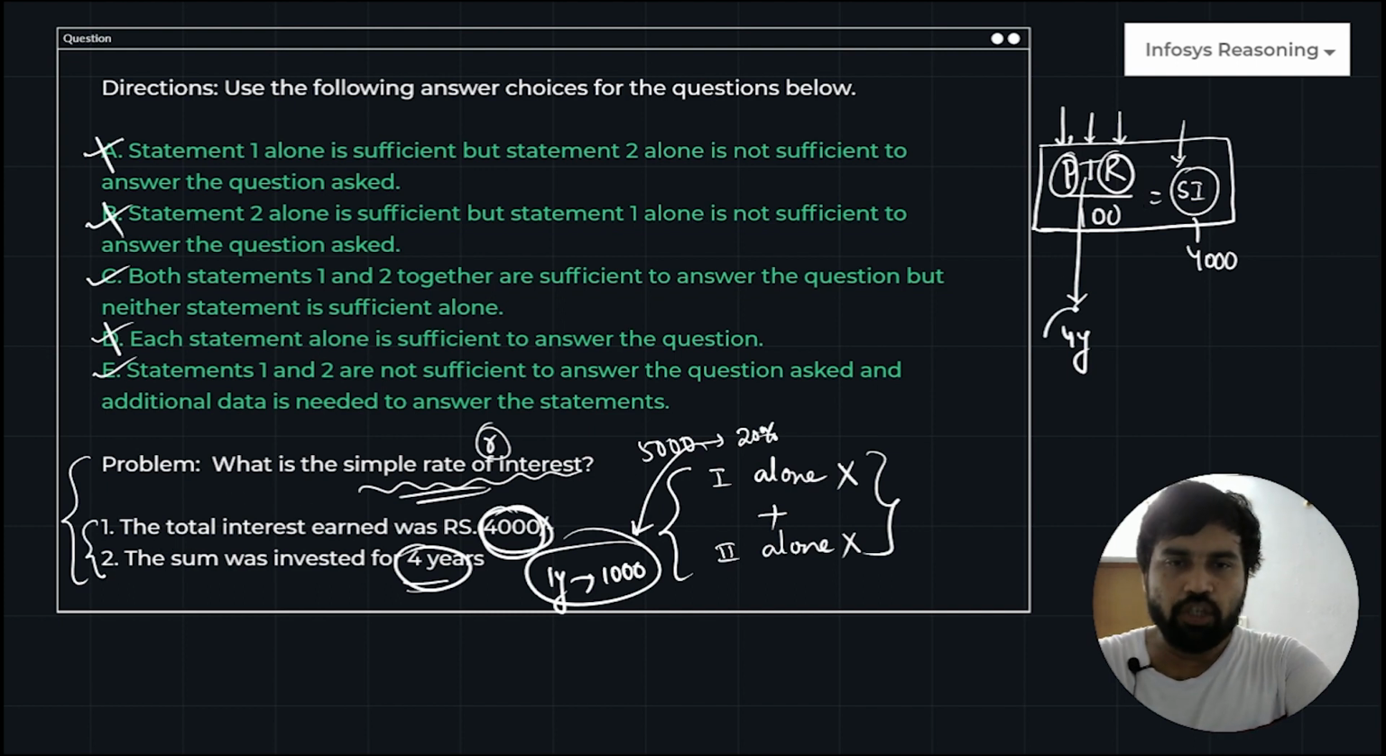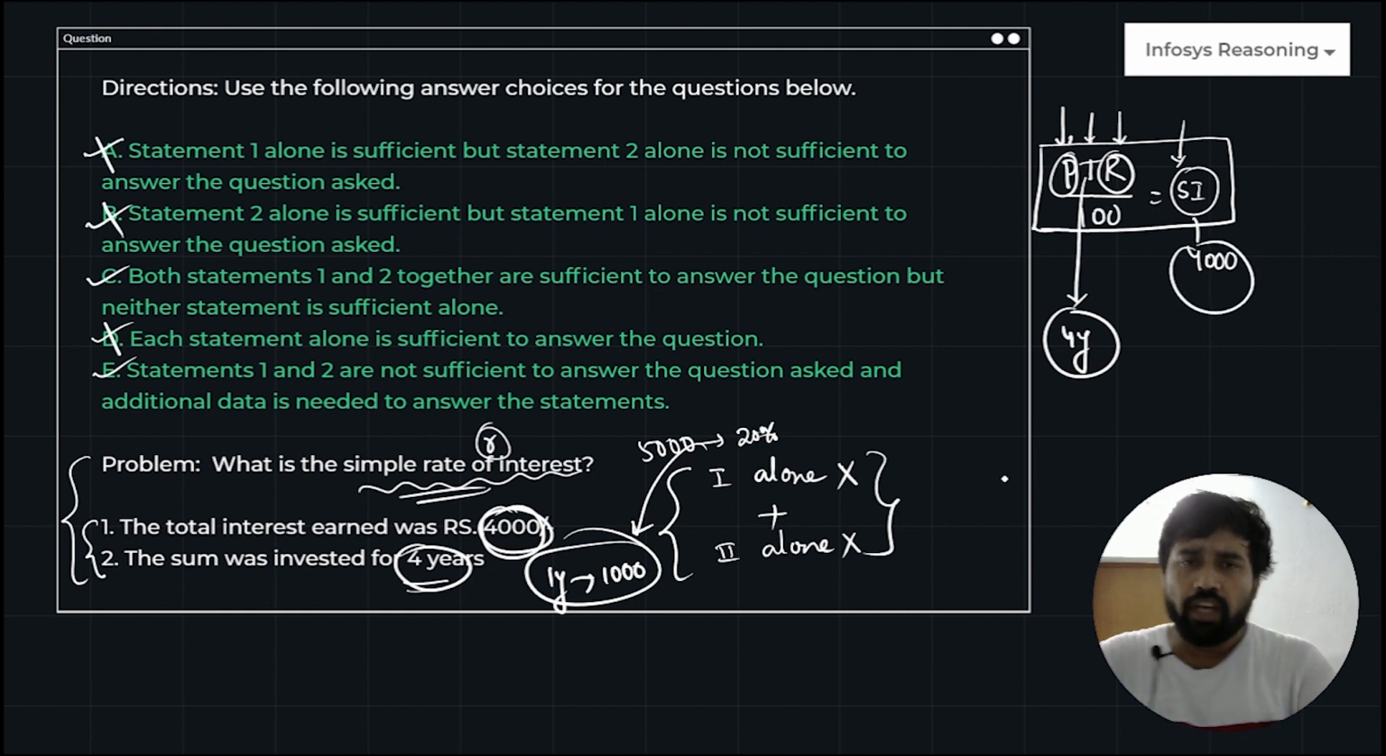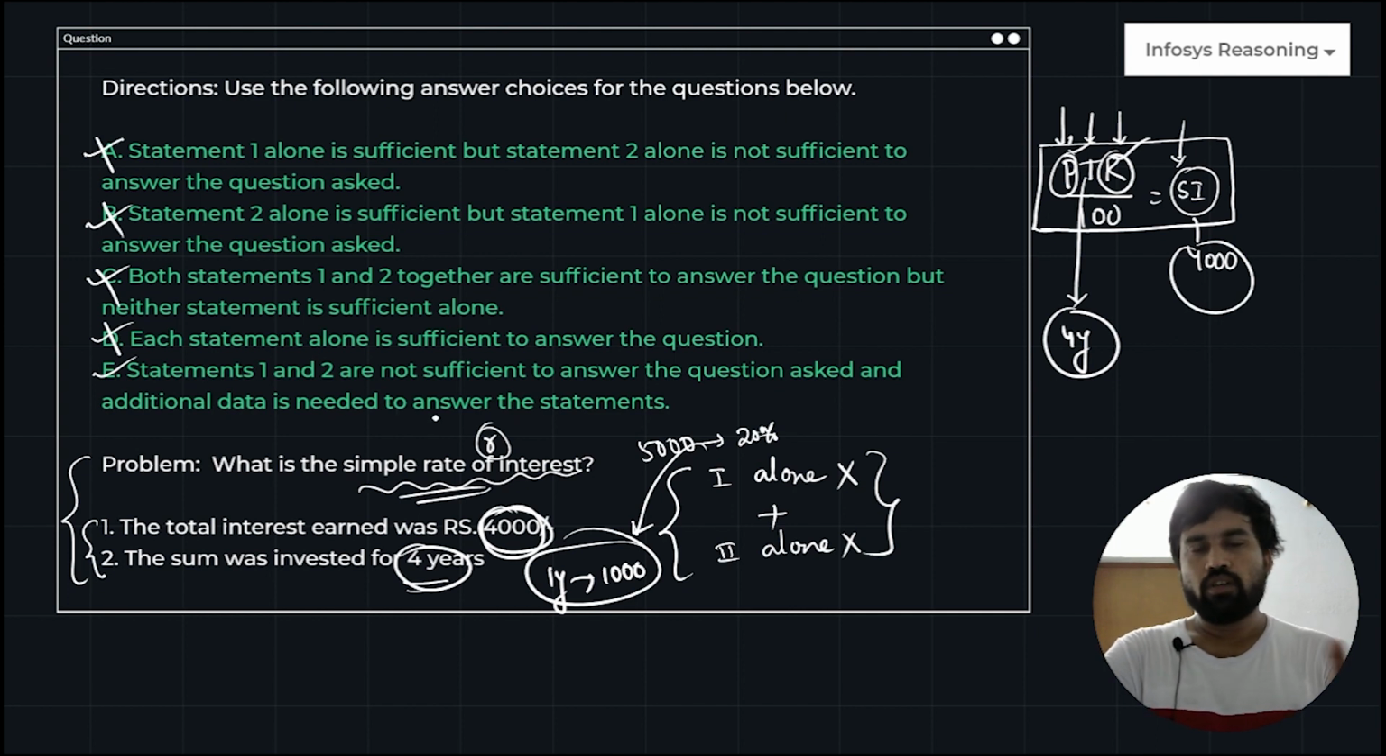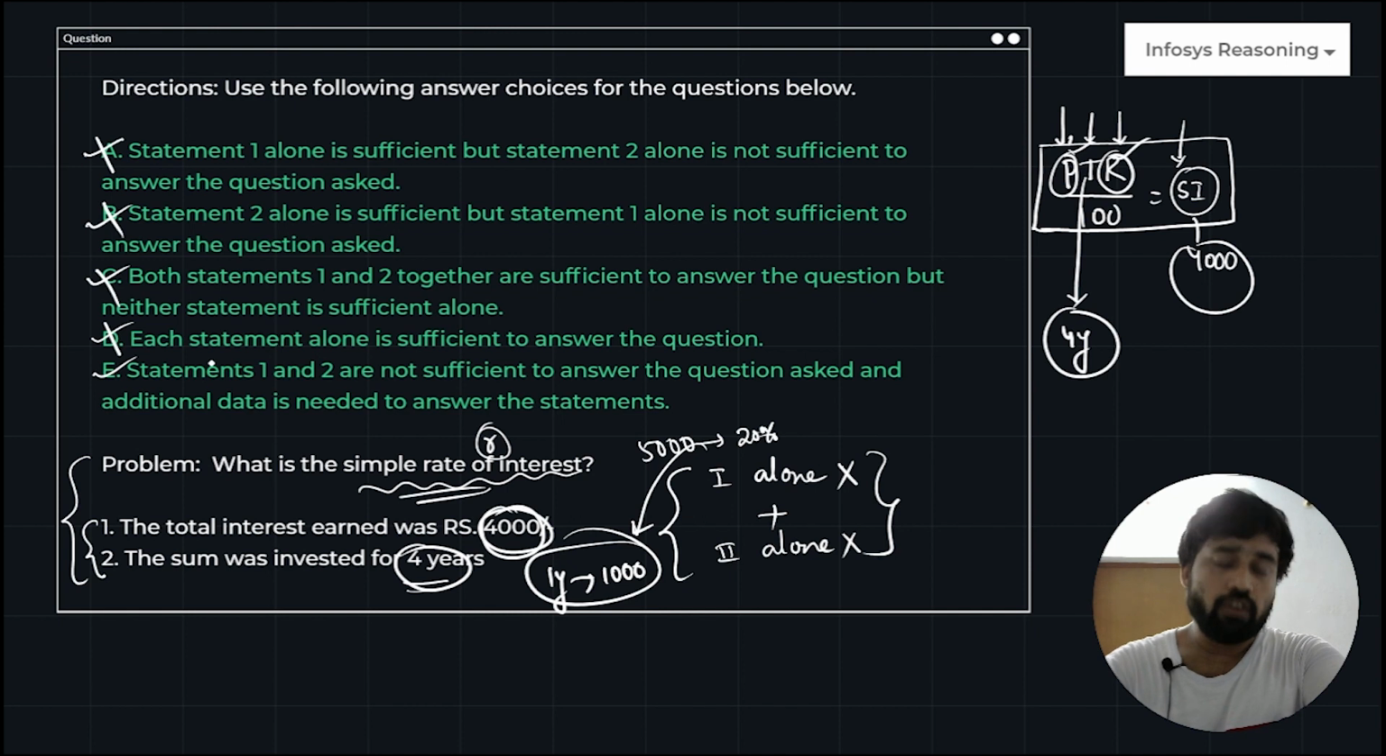you have only two variables. With two variables, with one equation, you can't find the remaining two variables. So I can't get the answer from this information. So joining them also not getting the answer means both the statements together also are not sufficient to answer the question. So additional information is required. Either it depends on P or depends on R. Then only I can conclude the answer. So option E is correct for this particular type of question.